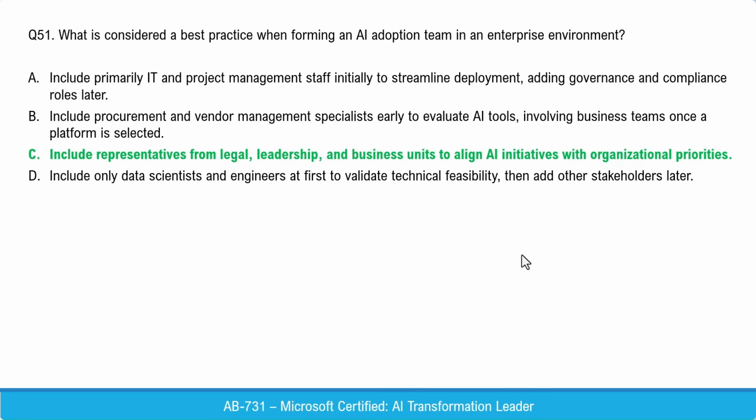Now, looking at other options, option A focuses only on IT and project management initially. This creates a technology first approach and delays important governance decisions. Option B focuses on procurement and vendor selection before defining business needs, which is not the right approach. And option D focuses only on data scientists and engineers, ignoring business and compliance perspectives altogether. So the best practice is to take a cross-functional approach from the very beginning. That's why the correct answer is option C.